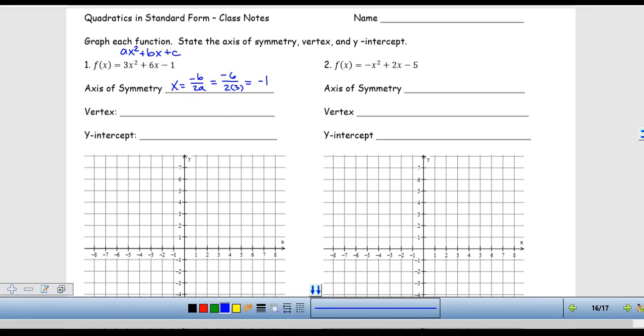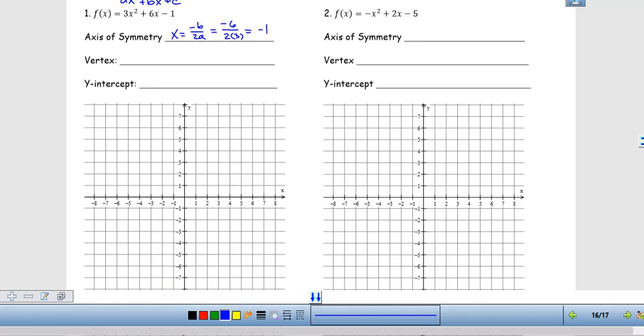This is a line. Anytime a line only has one variable, it means that it only crosses that axis. So this line is x equal to negative 1, which means I'll have a vertical line that only crosses the x-axis at negative 1. I'm going to make it a dotted line. Now the vertex will lie on this line.